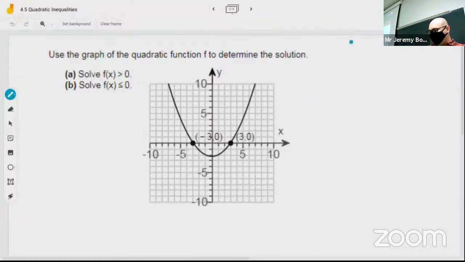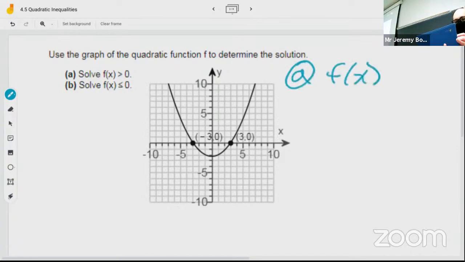That is the plan. All right, so let's talk about this first one. This is kind of what I used to intro us to quadratic inequalities. We're trying to figure out where is our function greater than 0 and where is our function less than or equal to 0. So let's talk about part A first. Where is f of x greater than 0?